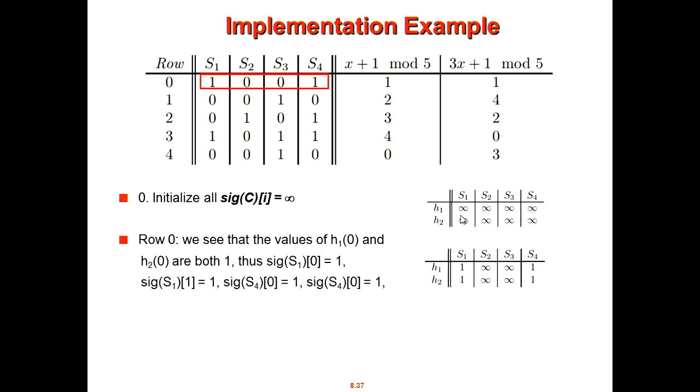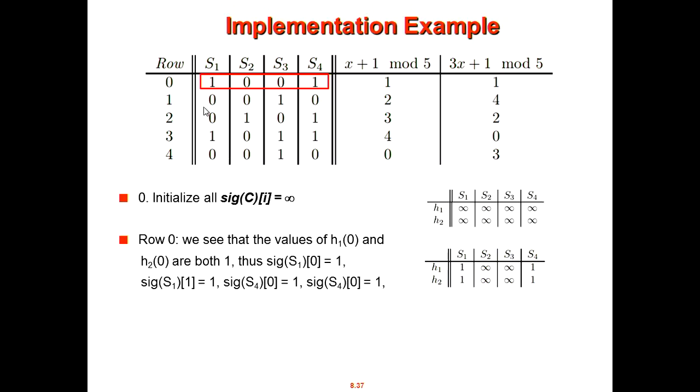So previously the result is infinity. So 1 is definitely smaller than infinity. So we update the values 1 and 1 for both column S1 and S4 in both hash functions. So what does this entry store? It stores the current smallest index for the value 1 in the first column, according to what we have seen so far.